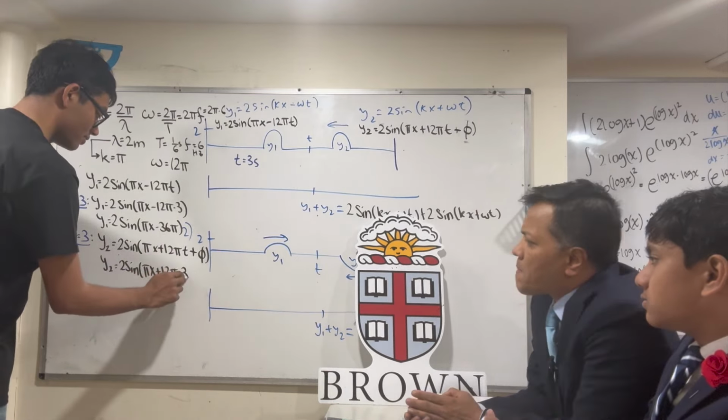that forces the waves to interfere constructively at 3 seconds. So after 3 seconds, they will be at a superposition with each other. So let's show what the superposition is.